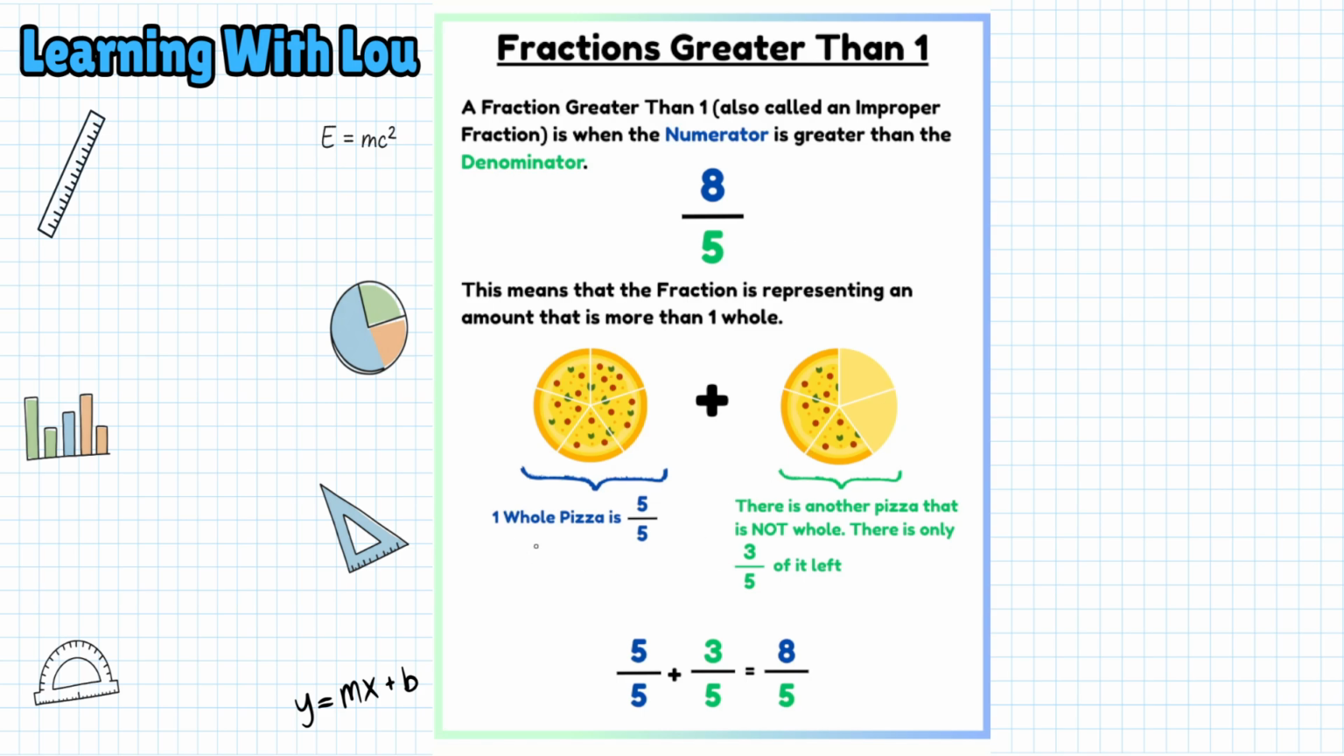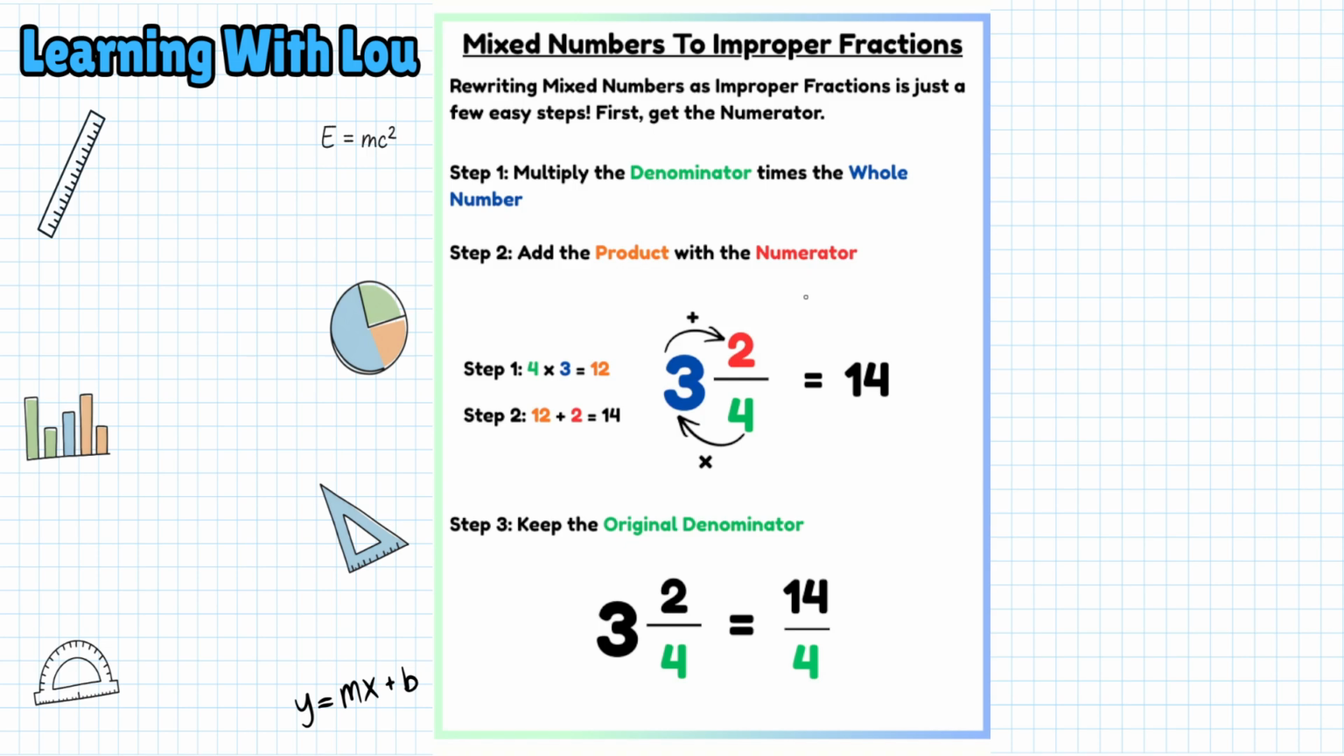This would be like saying 1 whole pizza is 5 out of 5 slices, plus another pizza that has 3 out of 5 slices. You have a total of 8/5, so it's more than 1 whole. Now, when it comes to rewriting mixed numbers as improper fractions, it's really just a few easy steps.